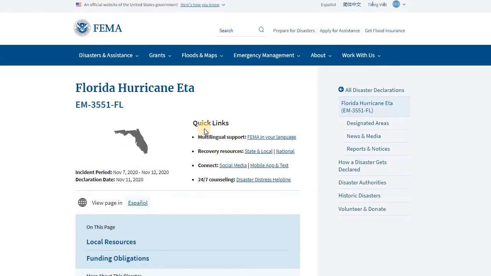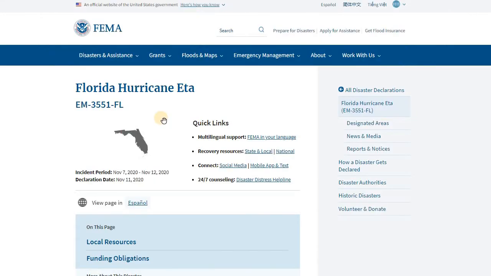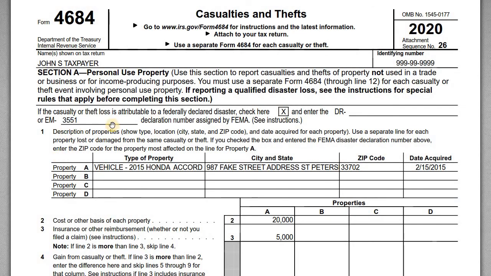Now this site has some information on the disaster, the incident period, and then it also has a map of the state, and it'll show what counties were impacted by the disaster. So what he's after here is the EM number, so EM 3551. And he can enter that here, right? EM 3551. Even though it has a Florida tag at the end here, you leave that off, right? The disaster declaration number is just 4 digits. So 3551 is what he's after.